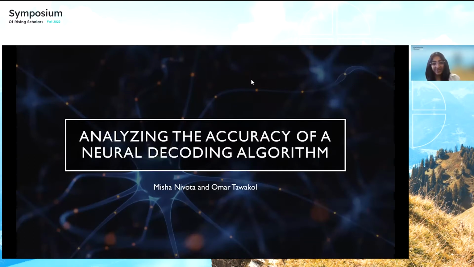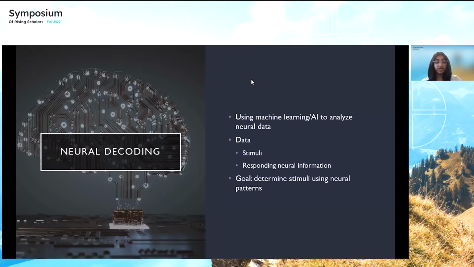Hello everyone. My name is Misha Nivota, and this is my project on analyzing the accuracy of neural decoding algorithms. First, a quick intro into neural decoding. Neural decoding is using machine learning and AI analysis to analyze neural data.